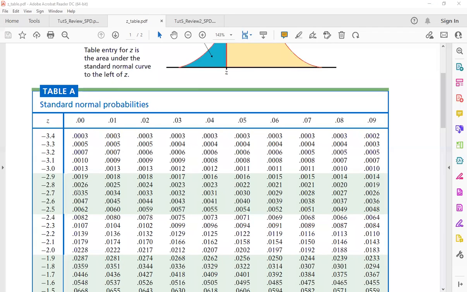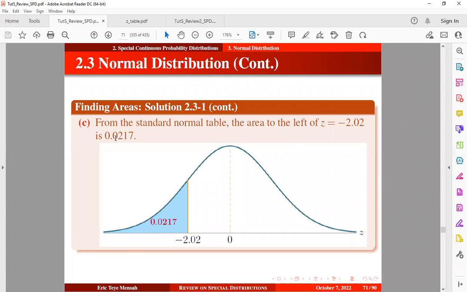So we are looking for minus 2.02. The first two digits can be traced there, and the last digit is 0.02. This is where they intersect. So this is the corresponding area, 0.0217. So we can see that from our solution we had the same result, 0.0217.